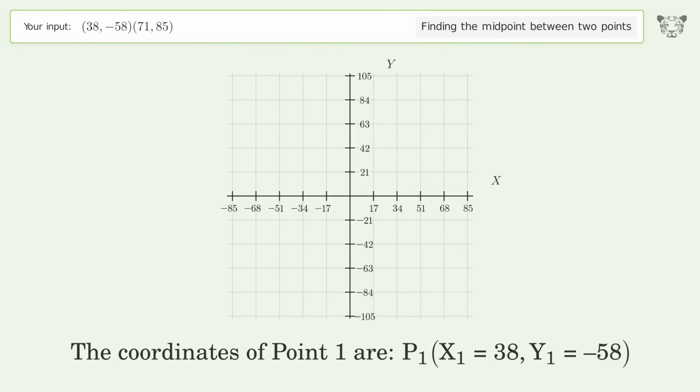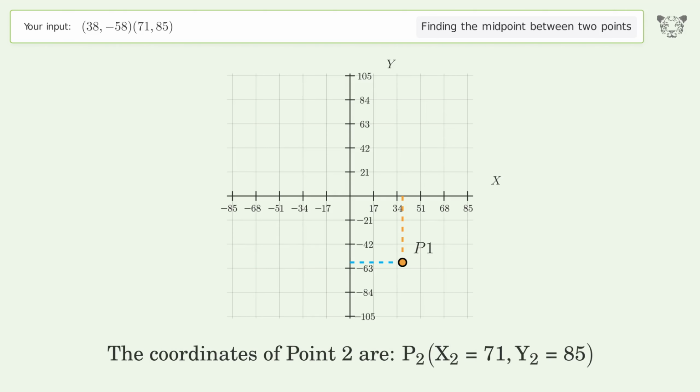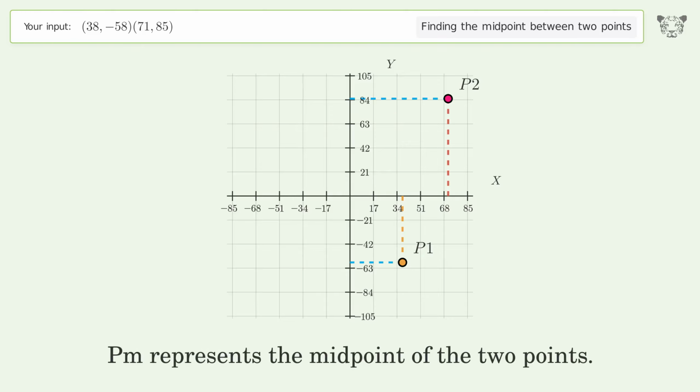The coordinates of point 1 are x1 equals 38, y1 equals negative 58. The coordinates of point 2 are x2 equals 71, y2 equals 85. PM represents the midpoint of the 2 points.